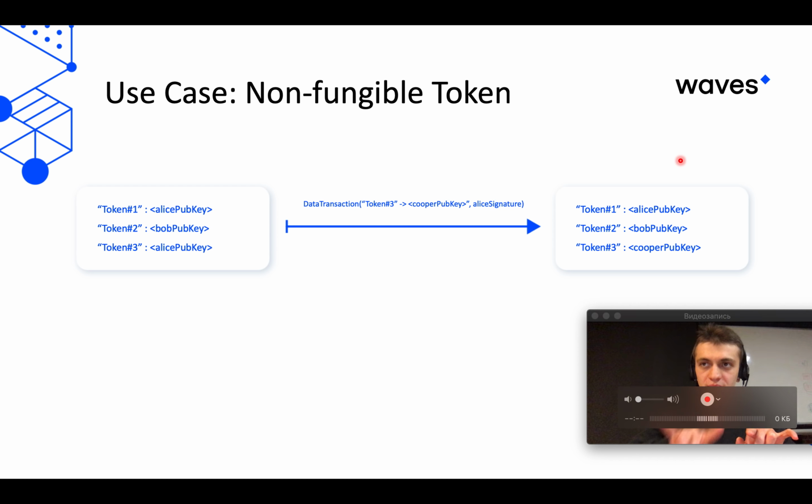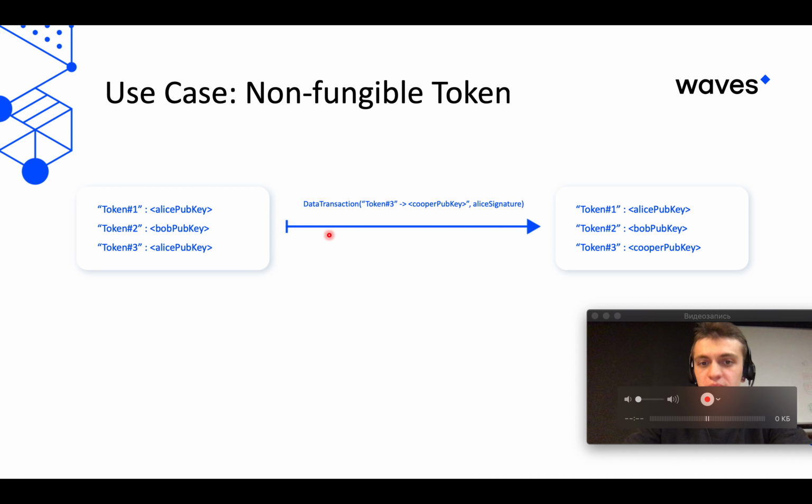So, for example, Alice owns this token number one. To change the owner of token number one, Alice should send a transaction, a data transaction. The data transaction should contain that token number three. Oh, okay, let's take token number three. For token number three, we change the value for this key to Cooper's public key.